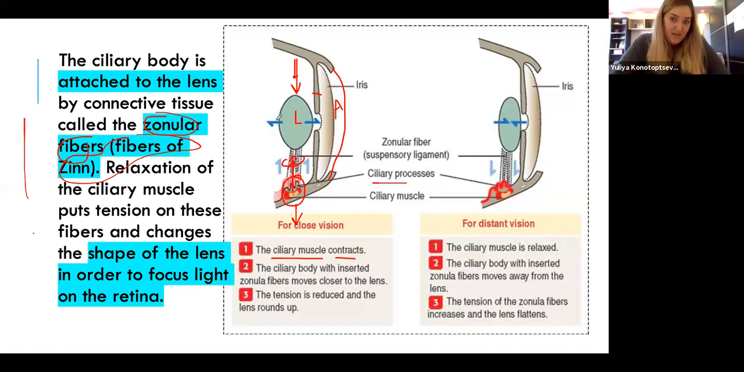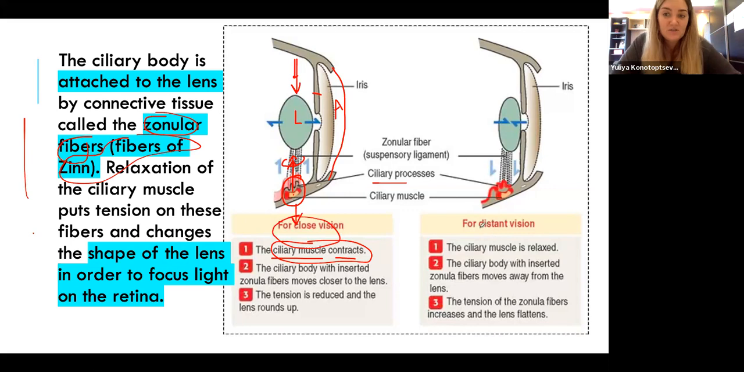You're basically making a magnifying glass. You're increasing the thickness. What is this magnifying glass needed for? For close vision. Think like a microscope, right? I'm increasing the thickness so I can see more up close. So if the ciliary muscle contracts, that means you're focusing on the close point.